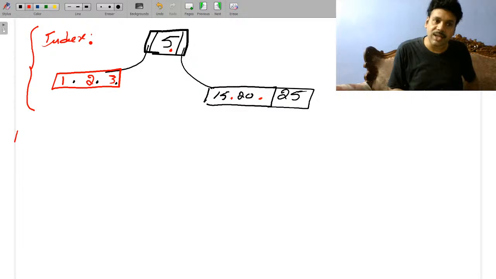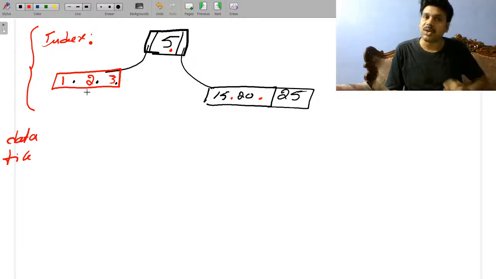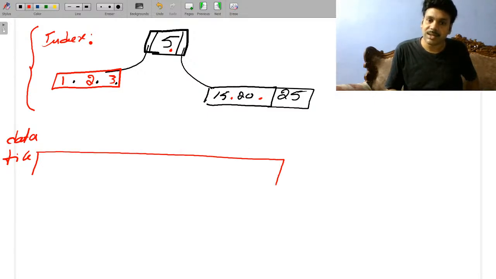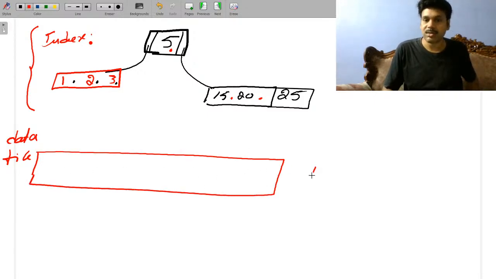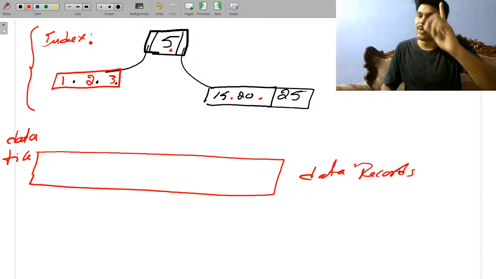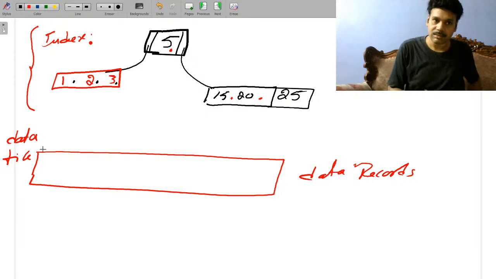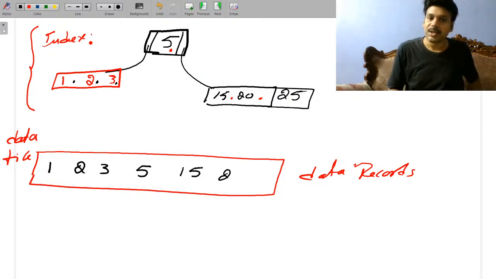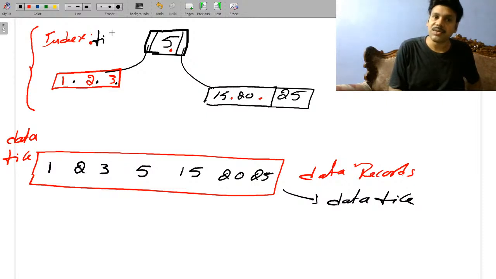Now I have a data file here. And I said that your tree is perfectly in sorted order: 1, 2, 3, 5, 15, 20, 25. Almost all of it is in ascending order. Your data file has the following records. These are your data records. Observe, your data records will be in exactly your index order: 1, 2, 3, 5, 15, 20 and 25. This is your data file, and this is your index file.